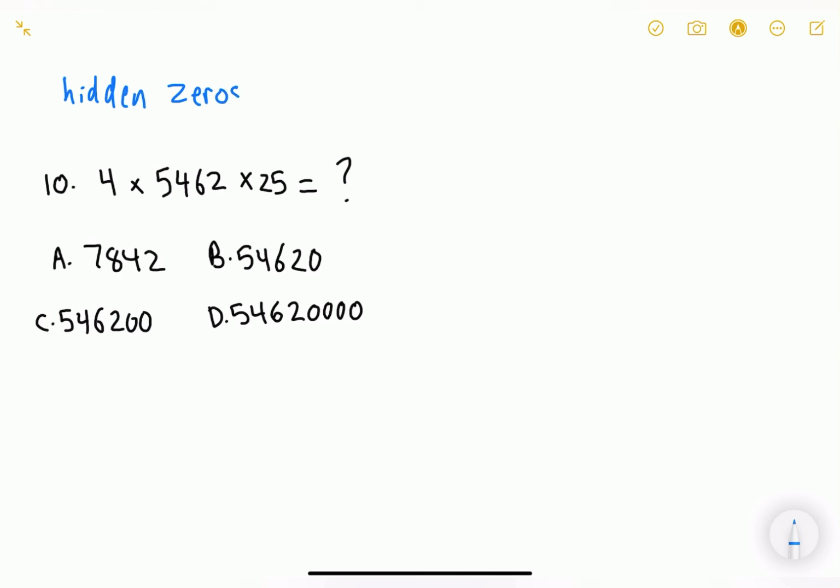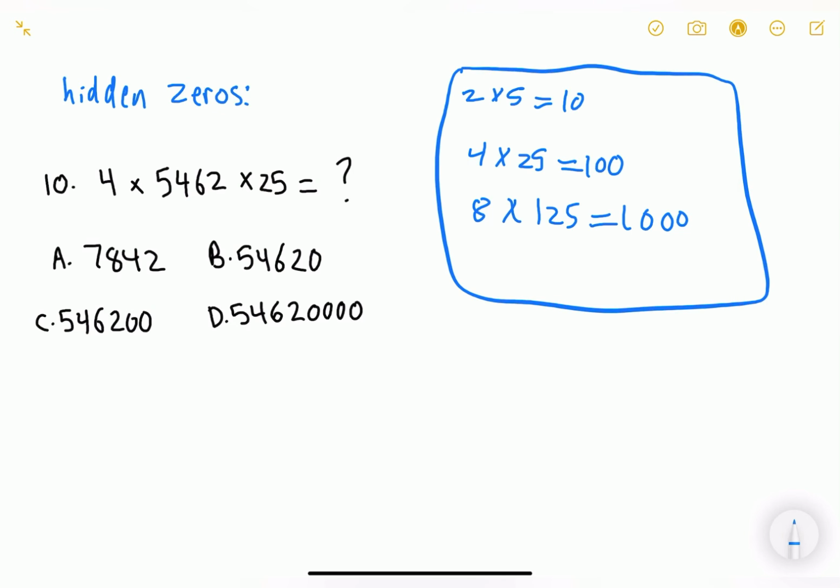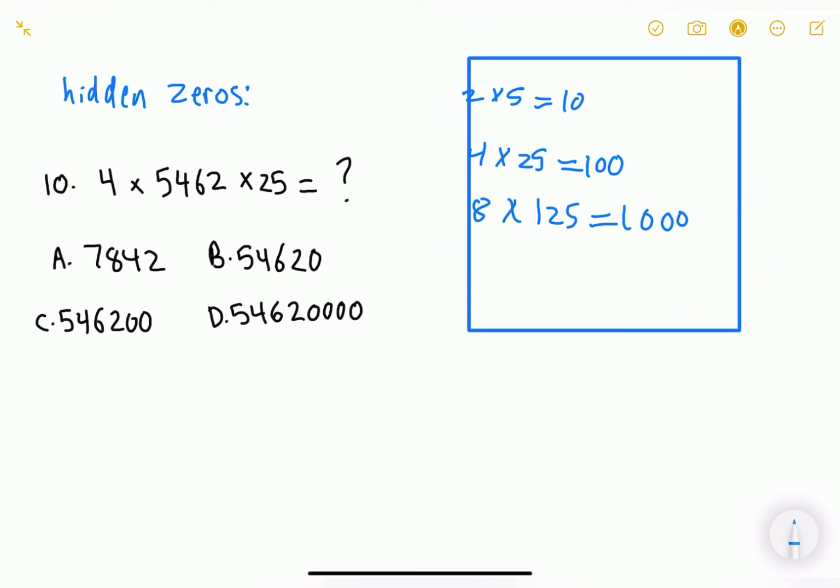Hidden zeros. Now, let's give you a little overview of the hidden zeros. What is 2 times 5? We know that 2 times 5 is 10. And what is 4 times 25? 4 times 25 equals 100. What is 8 times 125? We know that it equals 1,000. So, all we need to do, you can memorize this if you want, because I feel like this is recurring, maybe.